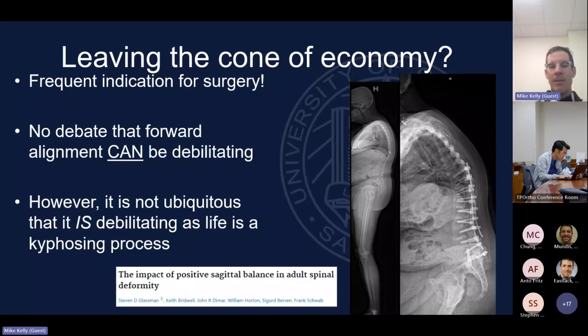So leaving the cone of economy, it's a frequent indication for surgery, but it's not ubiquitous. And we need to be careful with that. The patient on the left there is a degenerated older patient with no symptoms. And then the other one is clearly someone who has had symptoms, multiple surgeries, and now has pseudarthroses. You don't need to go operating on people that don't have symptoms, but when they do have symptoms, you got to get it right.